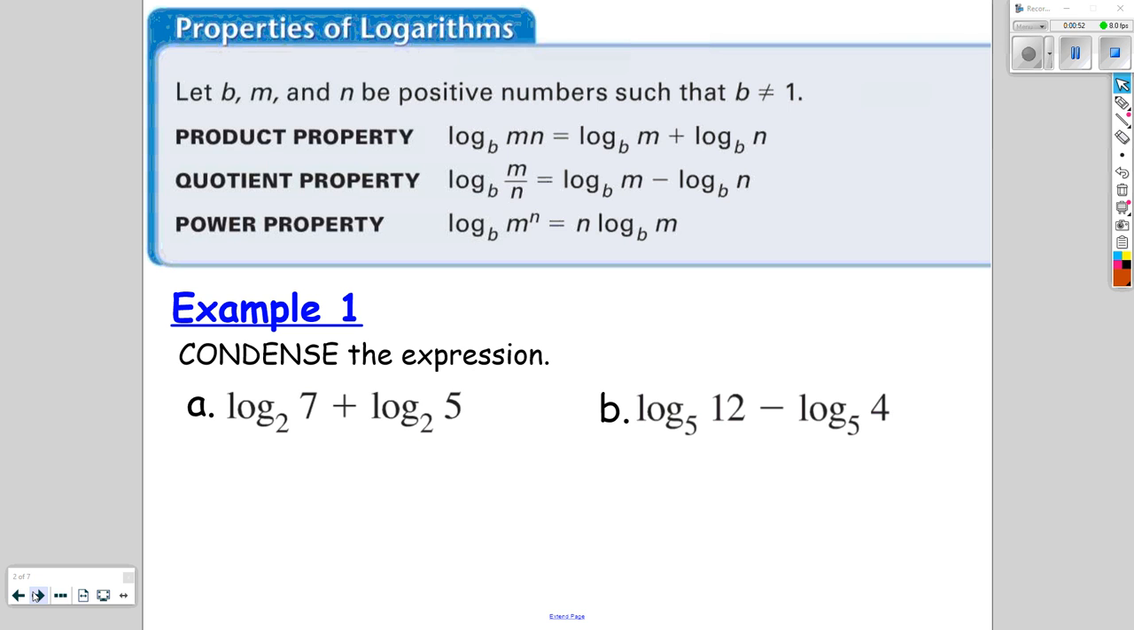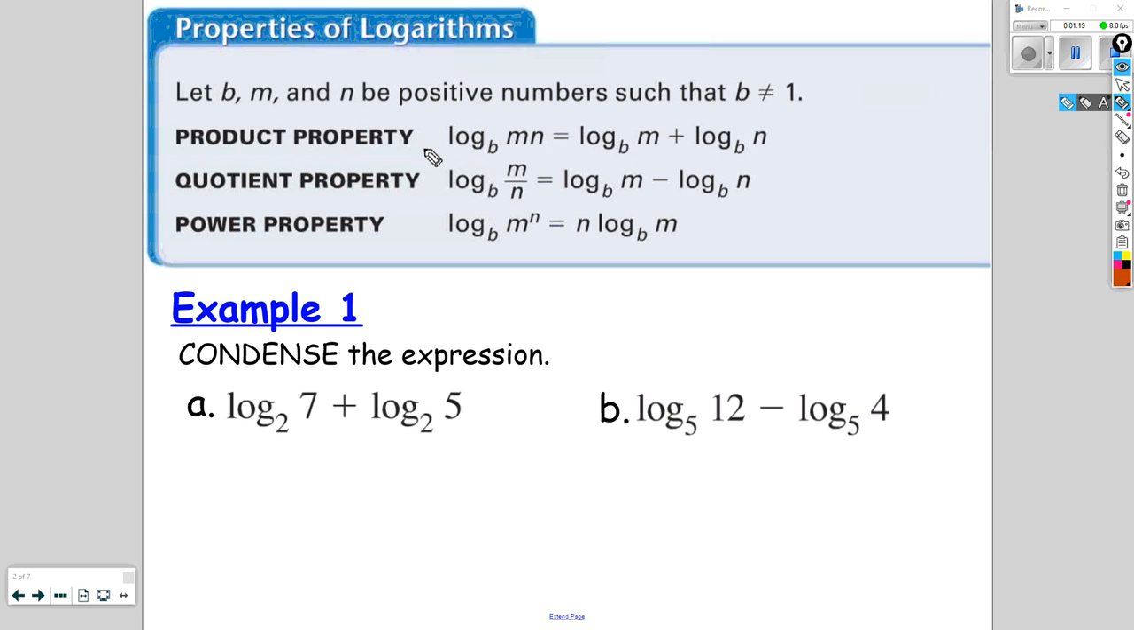So we're talking about properties of logarithms here. Let's just say b, m, and n are just some positive numbers such that b isn't 1. So the base of the logarithm is not 1. So our product property, and we can use this either to expand it or combine it, and combining it means making it smaller. Expanding it means separating it into two separate logarithms.